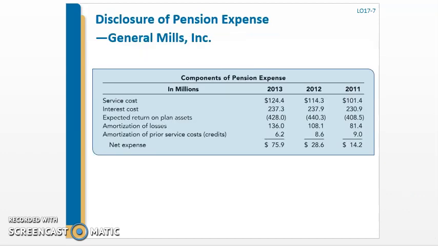Just to show you, I left this here because here's General Mills' example. They do show the breakdown of all of these things in the footnotes of the financial statements.